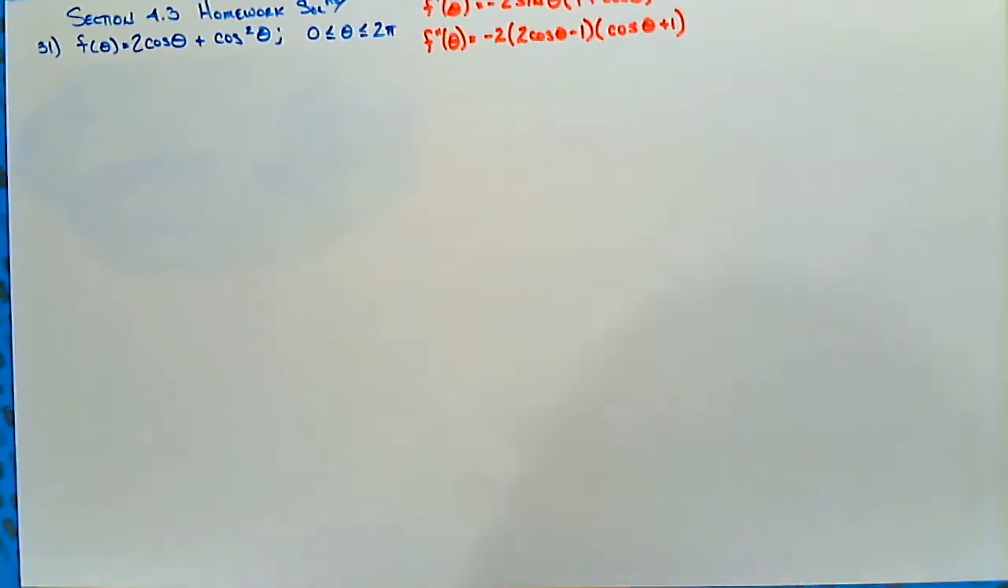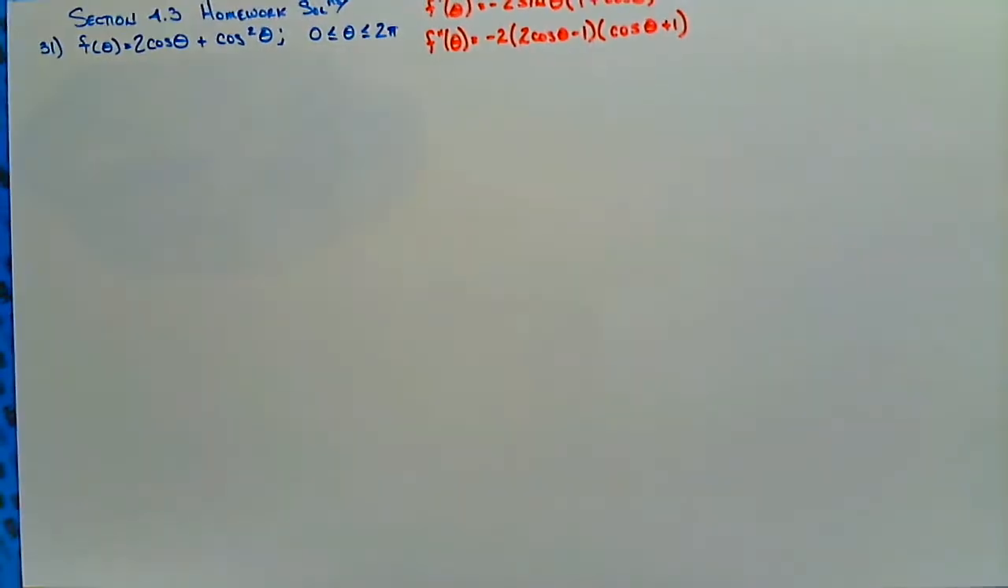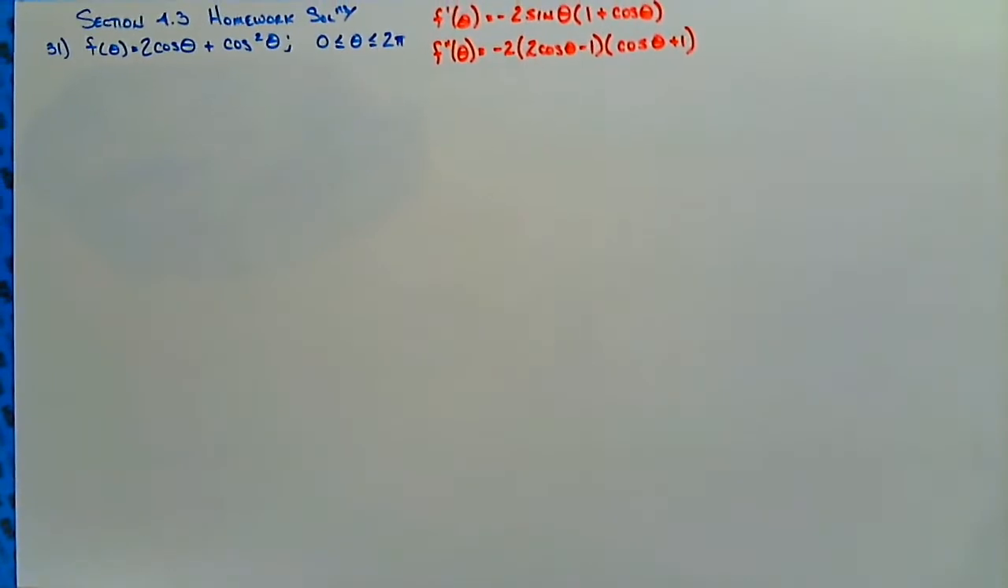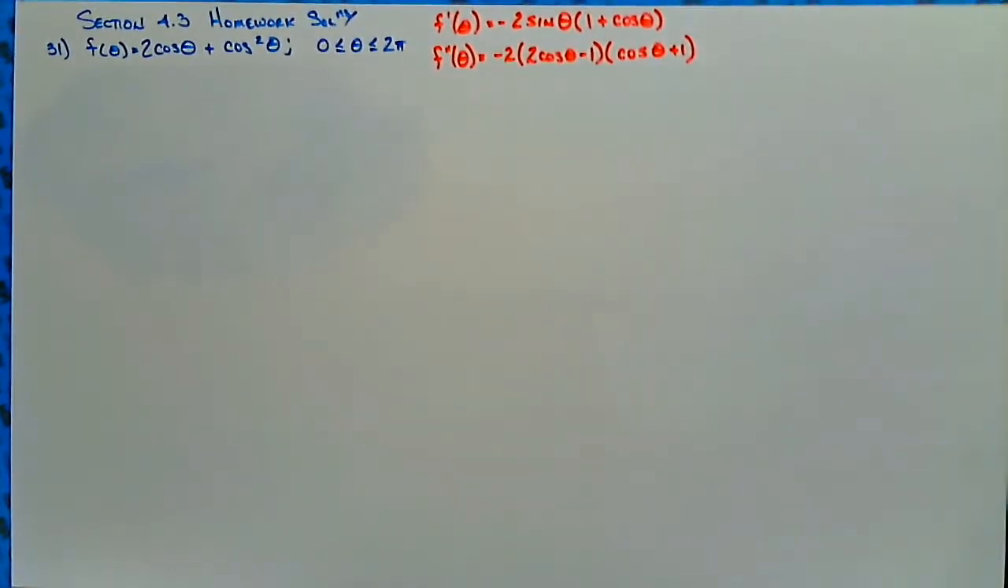And on problem 31, the reason I skipped down to 31 is it has an added extra step where they want us to draw the graph of the function without using a calculator, right? So let me just slide this down a little bit here so we can get this onto the screen. There we go.